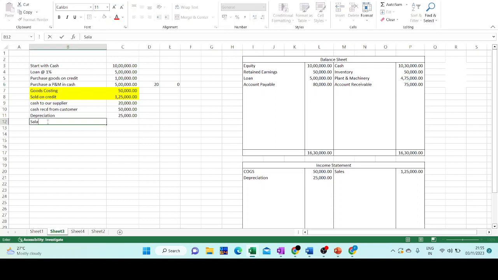Now guys, salary due for the year is how much? Say salary due for the year is 25,000. And actual salary paid: we did not pay 25,000, we paid only 20,000. Salary due for the year was 25, but we paid only 20. So unpaid salary is how much? 5.